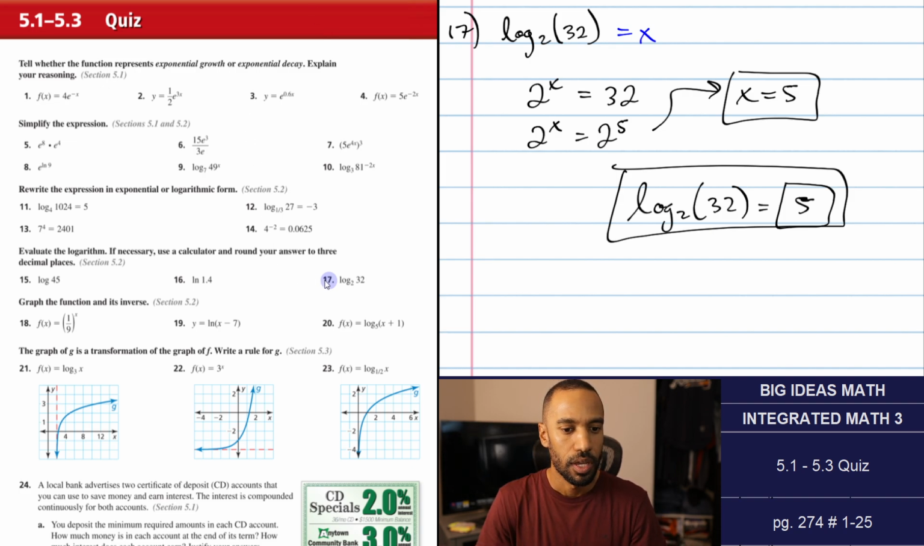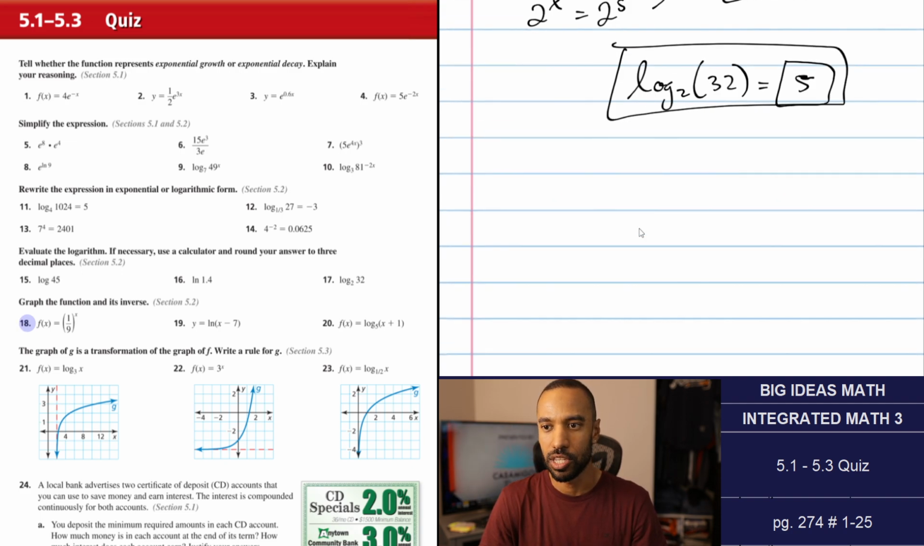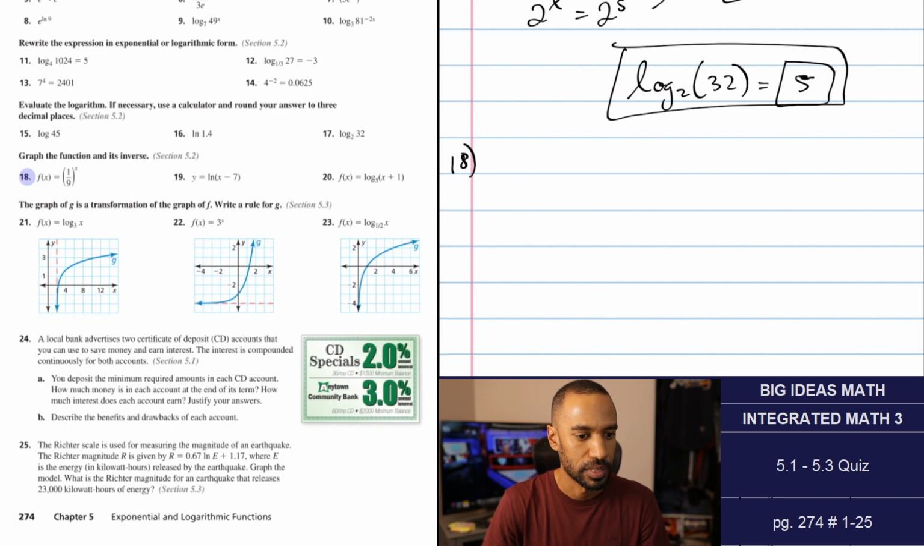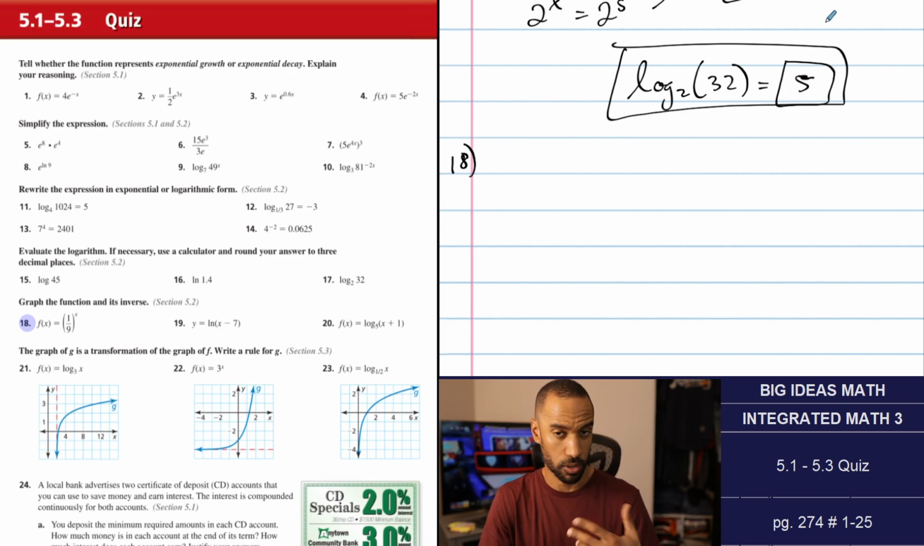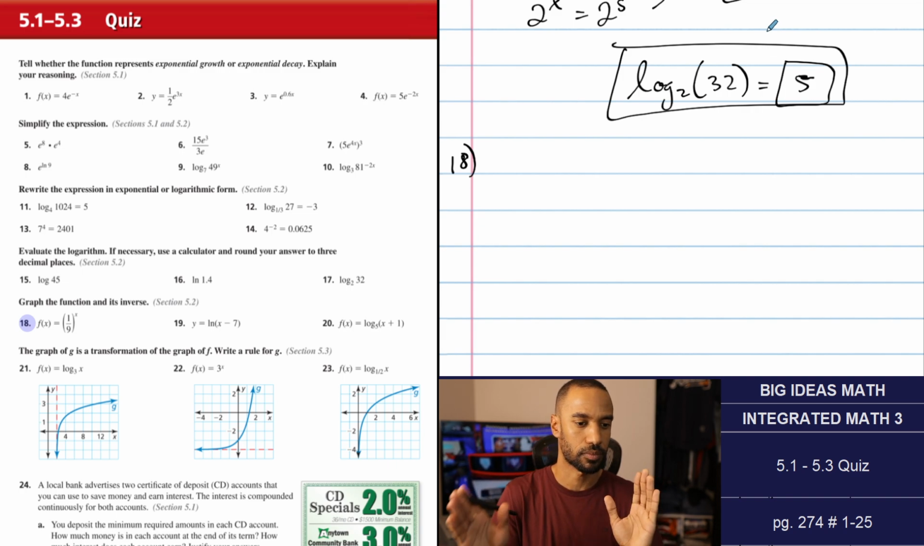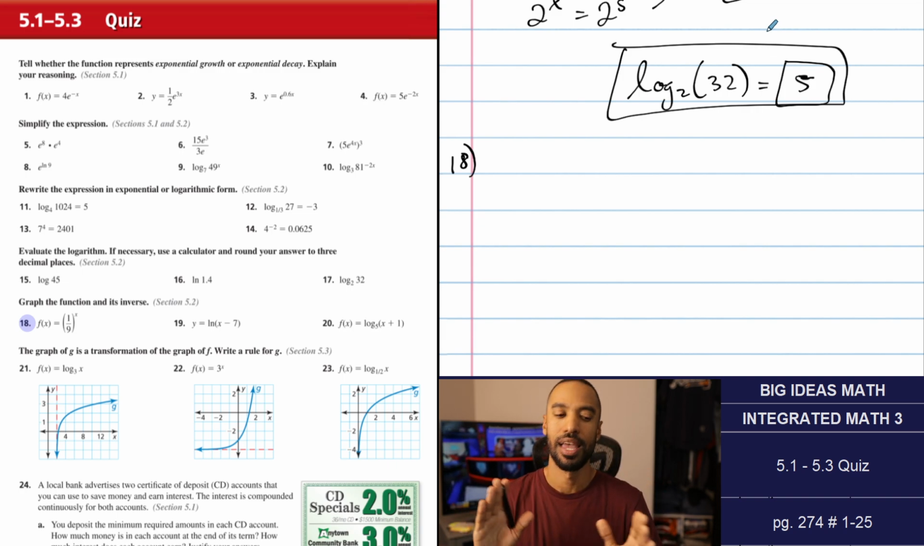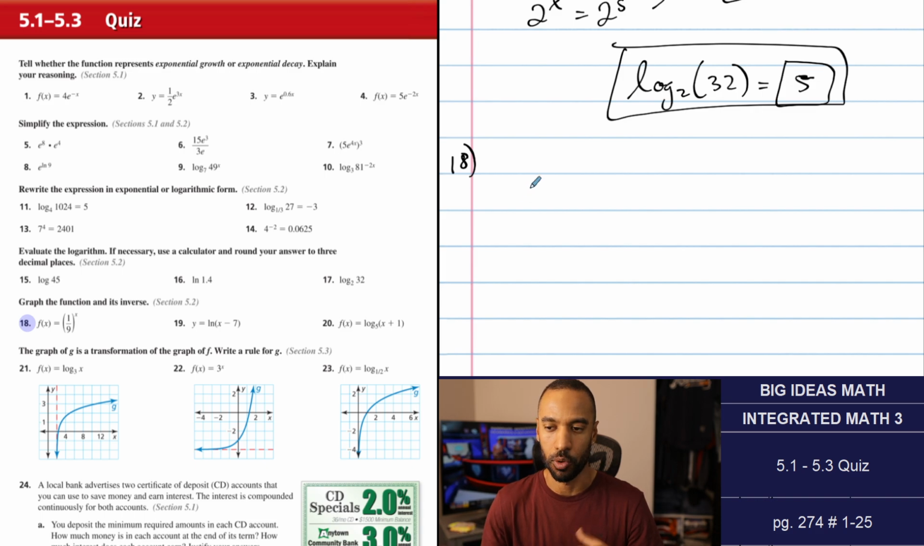There it is. Number 18. We'll come back. Number 18, 19, 20. We're going to graph the function and its inverse. Now that we've gotten into, and actually it says section 5 too. Let's see what kinds of graphs we do later. You know, we don't do graphs later. I'm going to treat this more like 5.3, as in we already learned the section. That's where you're doing quiz review.